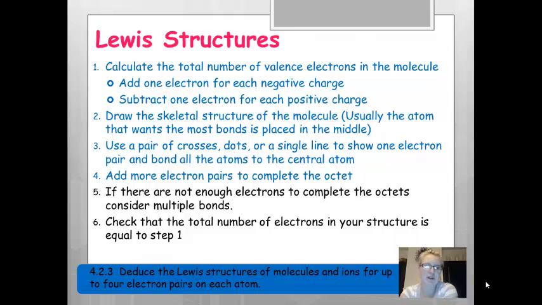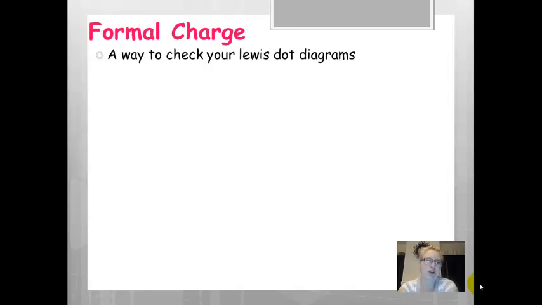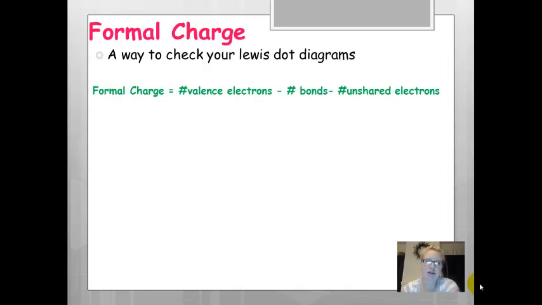Next, add more electron pairs to complete the octet. Step 5, if there are not enough electrons to complete the octets, you must consider multiple bonds. And last, check that the total number of electrons in your structure is equal to that you calculated in step 1. The formal charge is a way to check your Lewis dot diagram.